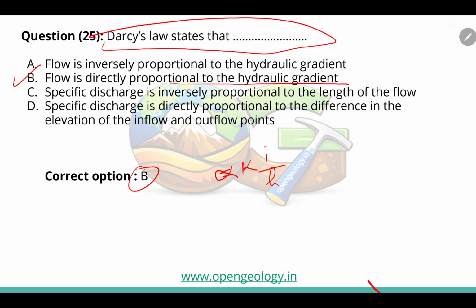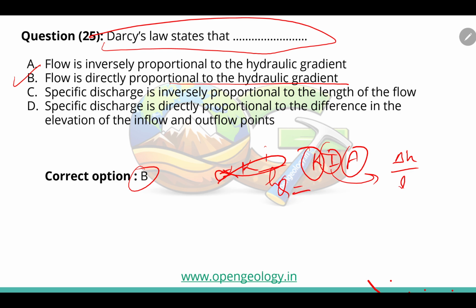So Darcy law states that it is K, I and A. K is the conductivity, A is the area, I is the gradient, that is delta H divided by L. So it will give us the flow. Q is equal to K I A.